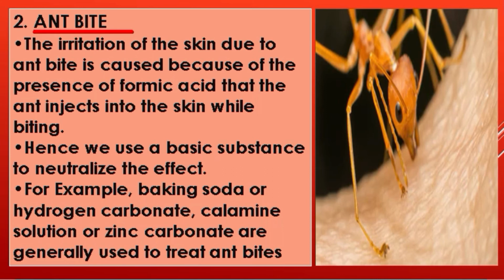Students, have you ever experienced or noticed that when an ant bites, it causes an irritation of the skin at the place where the ant bites? And students, the irritation of the skin is just because of the presence of formic acid that an ant injects into the skin while it bites. So due to this formic acid, we have a severe irritation on the skin.